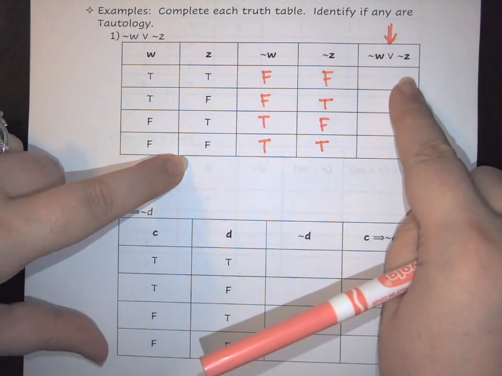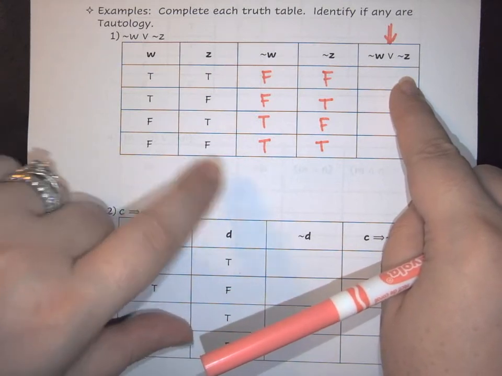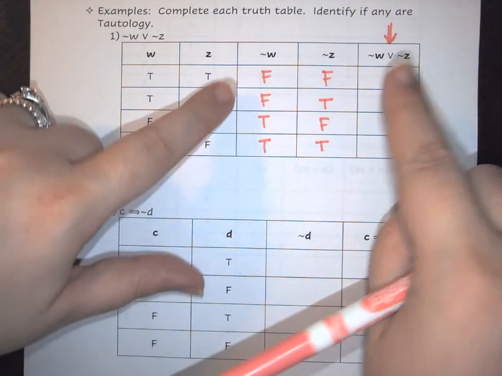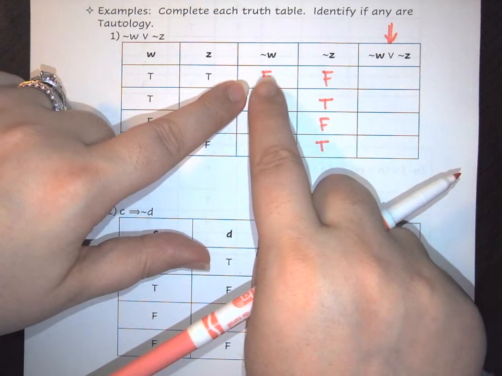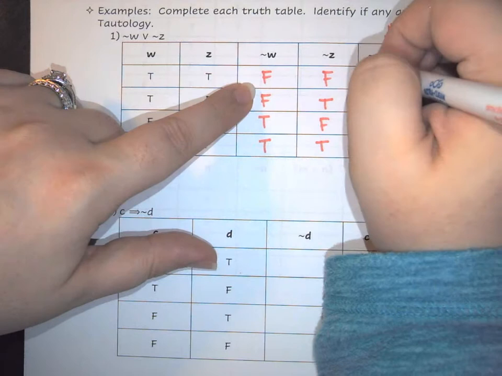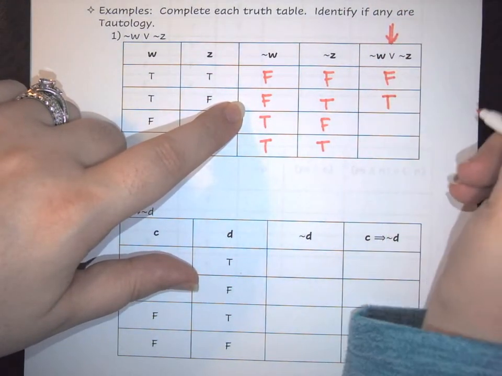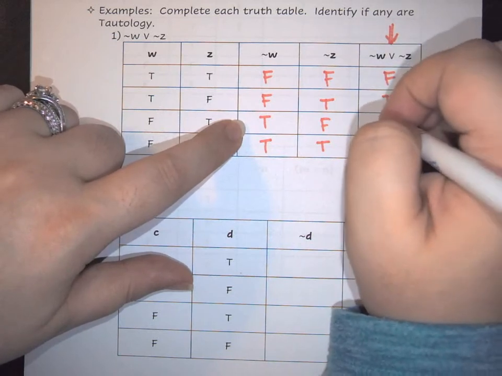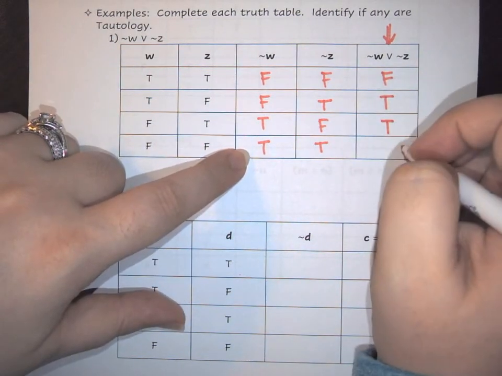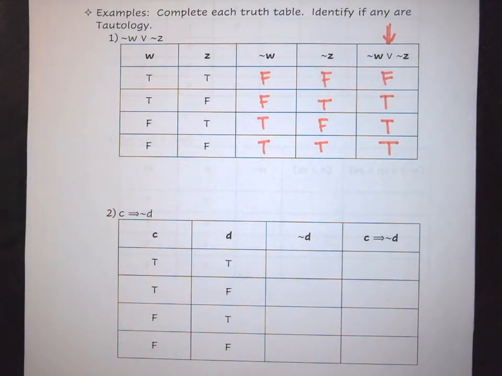Remember, the OR statement says that you are true unless both pieces are false. So in this case, we have to look at not W and not Z. So I have false, false, which is going to give me a false. I have a false, then a true, so my conclusion's true. I have a true, then a false, so I have a true, and then I have a true and true, which is true. And that's all you're asked to do when putting together your truth table.